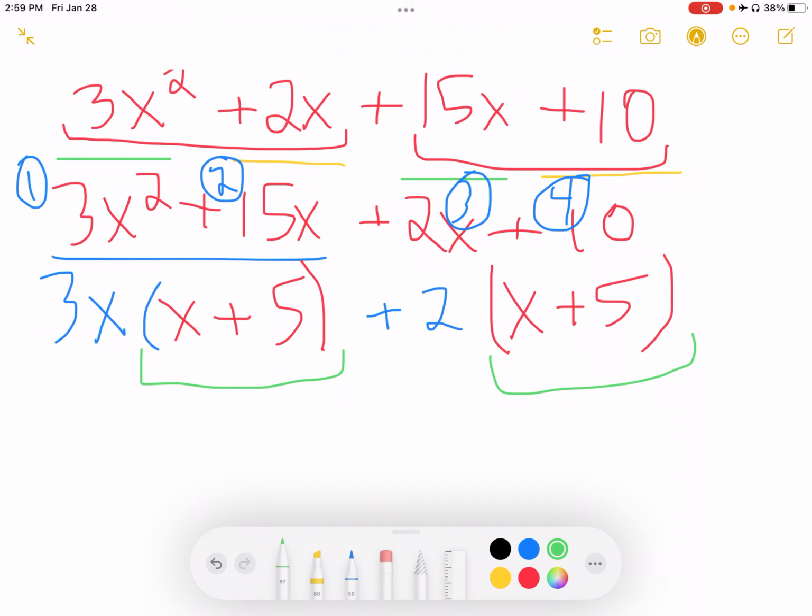So then I can simply write it. I can either write it the other way where I wrote x plus 5 first, or I can see that if I took my 3x plus 2, so these two blue terms on the previous line, and then I could write x plus 5 like this.